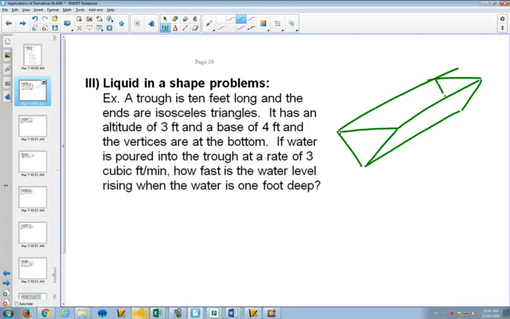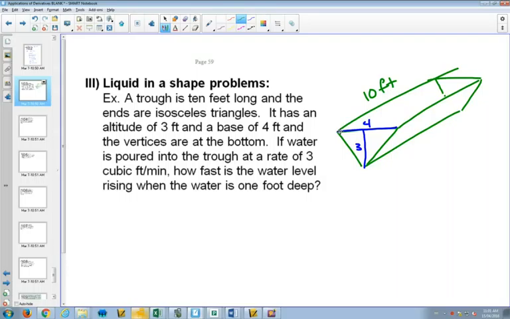So what do we know about this trough? We know this is 10 feet long. The ends are isosceles. It has an altitude. Have you heard the word altitude before with triangles? Altitude is another word for height. So we know that this height in here is 3, and the base is going to be 4. And the vertices are on the bottom, so this is what your trough looks like.